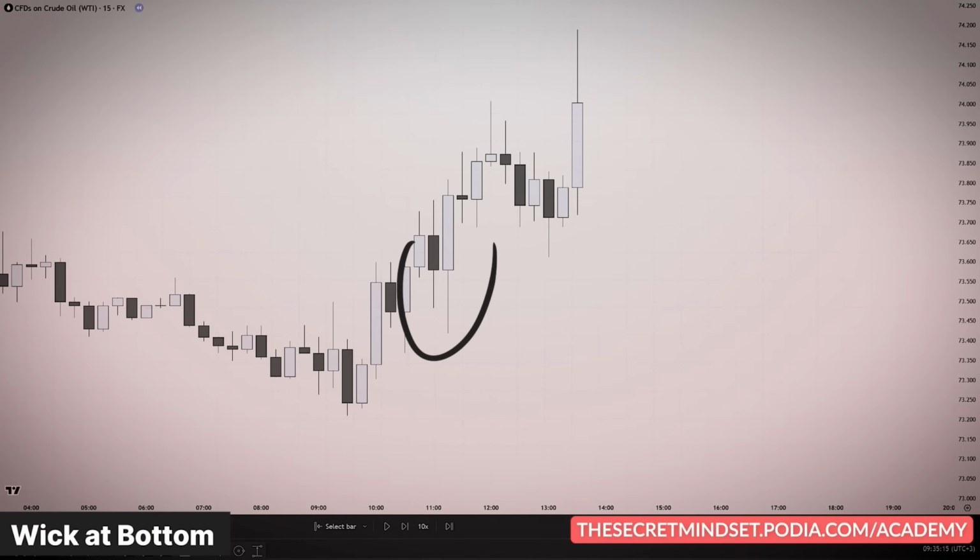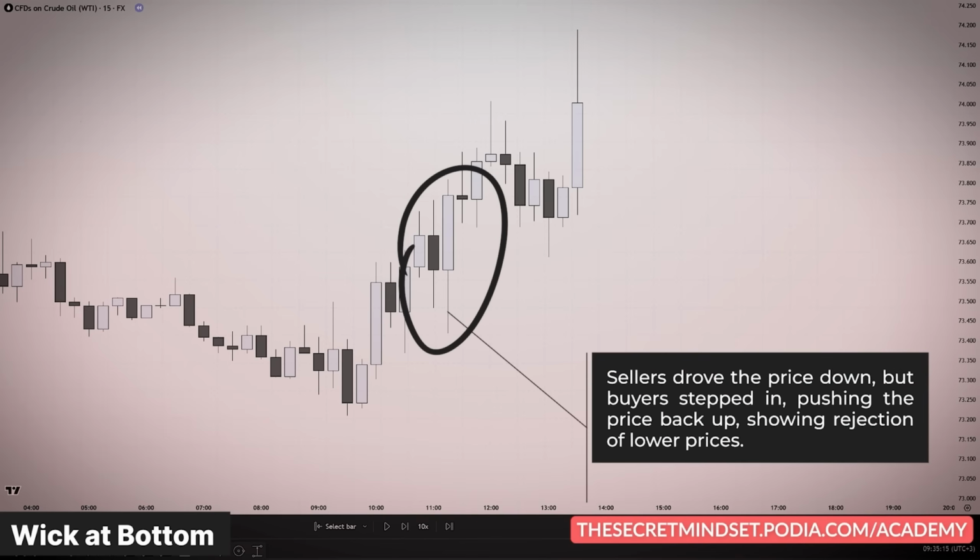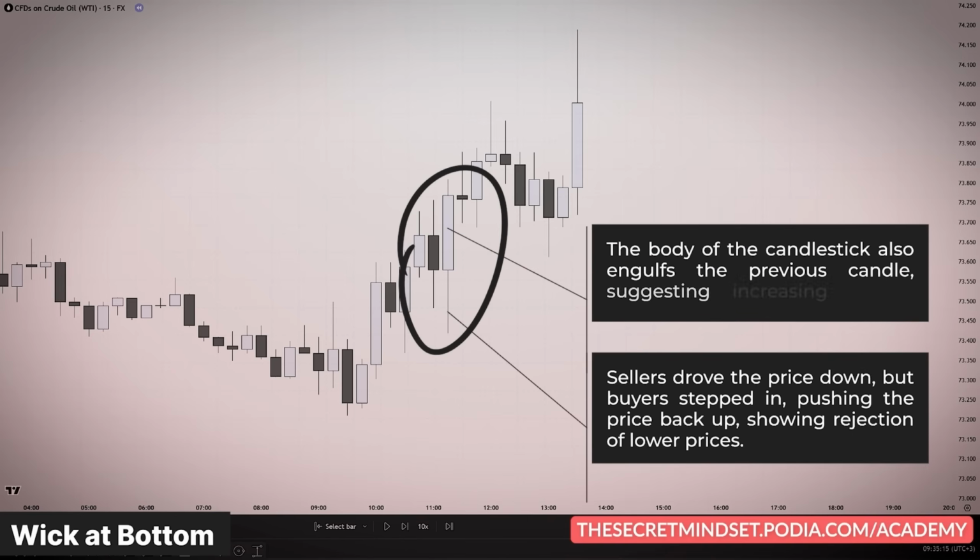If the wick is at the bottom, it means sellers drove the price down, but buyers stepped in, finding the lower price attractive, thus pushing the price back up, showing rejection of lower prices. If the body of the candlestick also engulfs the previous candle, it suggests increasing buying momentum.